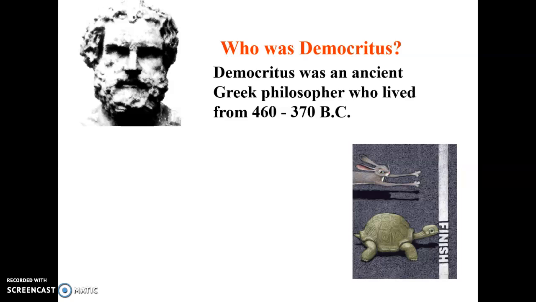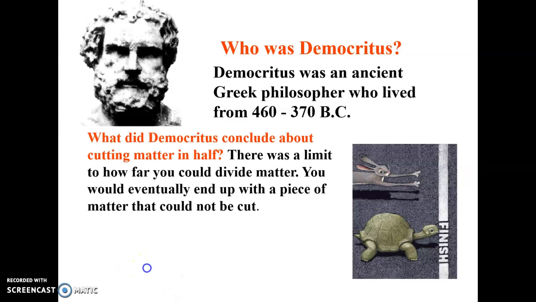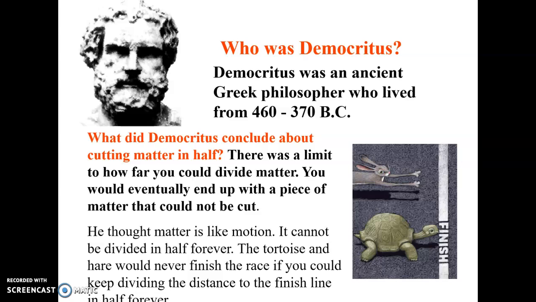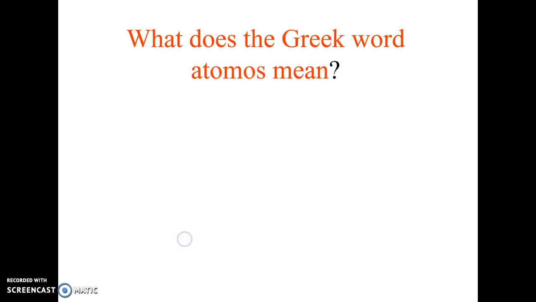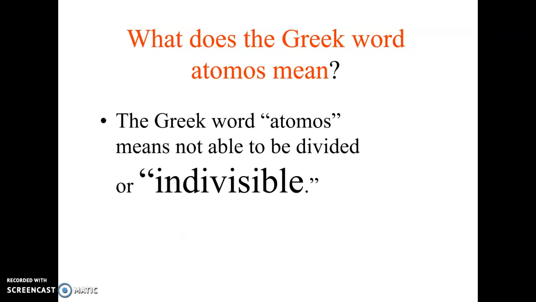Because if we could cut things in half forever, it would be like saying that in a race, you could cut the distance between yourself and the finish line in half and then cut that distance in half and so on. But if you could cut it in half forever, nobody would ever finish the race. And we know that that's not true. So he said there has to be a limit to this idea of being able to cut things in half. And ultimately, he said, that means there has to be a tiny little indivisible particle that we stop at. And he called that atomos, for the Greek word indivisible, or not being able to be divided.